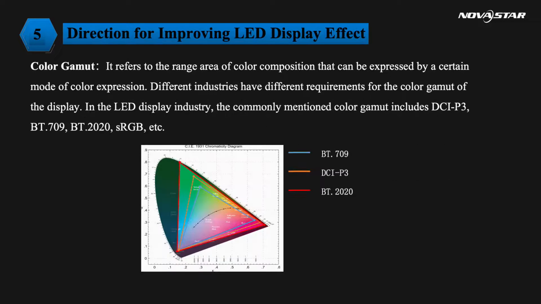LED screens have better color and brightness performance than LCD and projectors. There are color gamuts that a screen can achieve. You can see from this one. The color gamut refers to the range of area of color composition that can be expressed by a certain mode of color expression. Different industries have different requirements for the color gamut of the display. So, in the LED industry, the commonly mentioned color gamut includes DCI-P3, BT709, BT2020, sRGB, etc. Let's have a look at the application scenarios of LED screens.